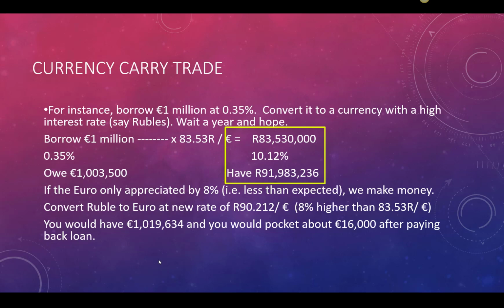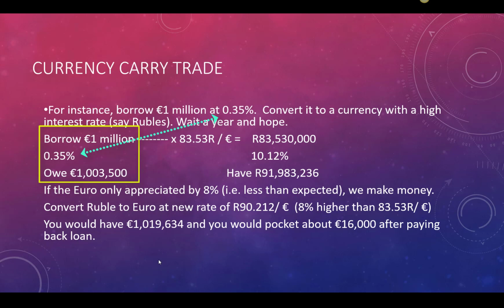91,983,000, etc. On the other side, over here on the left, we've borrowed 1 million euros. The interest rate we're borrowing at is 0.35%, so after 1 year we would owe just a shade over 1,003,000 euros. So now we've got an interest rate differential, right? The difference between the 10.12 and the 0.35%, just under 9.8%, is the difference. So here's where the currency carry trade can make money. If the euro only appreciates by, say, 8%, that's less than what is suggested by the uncovered interest parity, then we will make money.